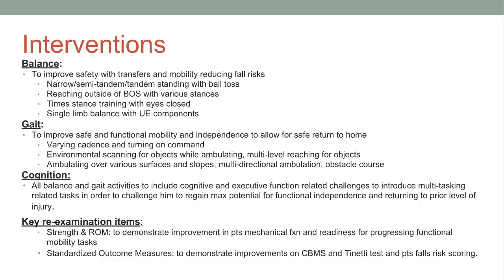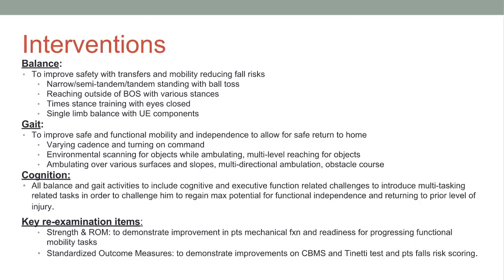Improvements with his balance would be helpful in order to improve his safety with all transfers and mobility, thus reducing his risk for falls. Examples of interventions are listed below. Improvement with his gait would allow for more safe and functional mobility, increase his independence in order to get him back home. Some of those interventions are also listed below. Cognition is also a key factor to his rehabilitation. The integration of cognitive and executive function throughout his balance and gait deficits would allow for the introduction of multitasking interventions in order to challenge him to regain his maximum potential functional independence.